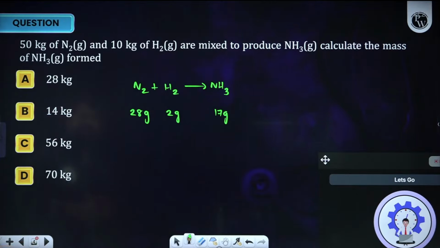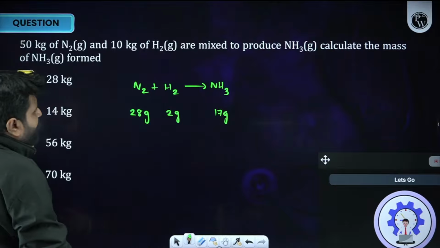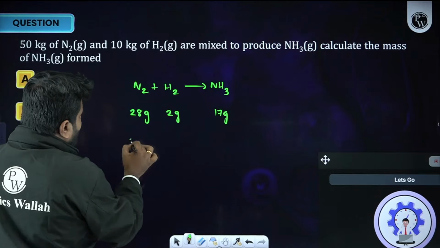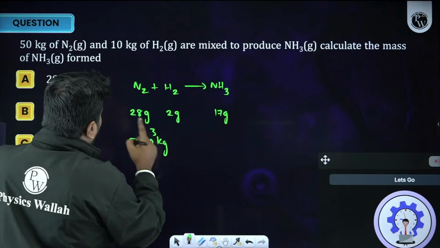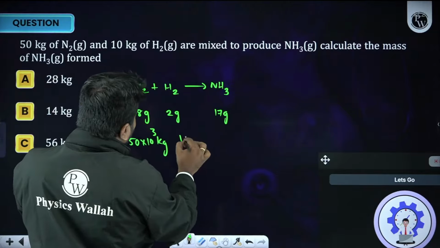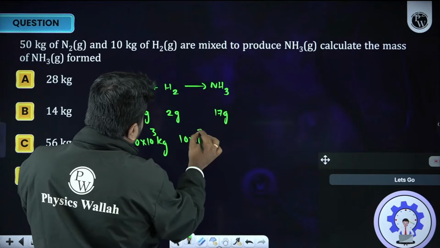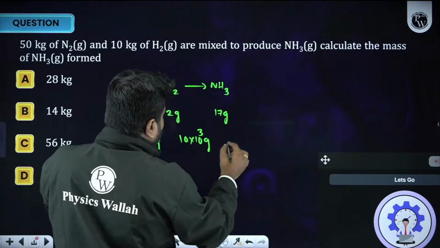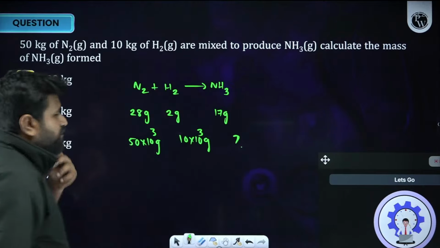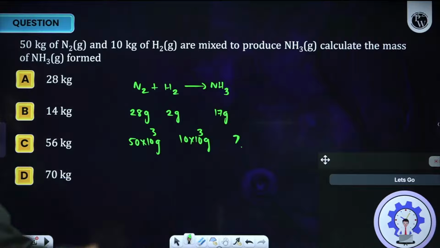Now here they are dealing in kg, right? So 50 kg, I can take it as 50 into 10 to the power 3 gram of N2 reacting with 10 into 10 to the power 3 gram of H2 to give how much NH3. With the help of basic mathematics, we can do this.